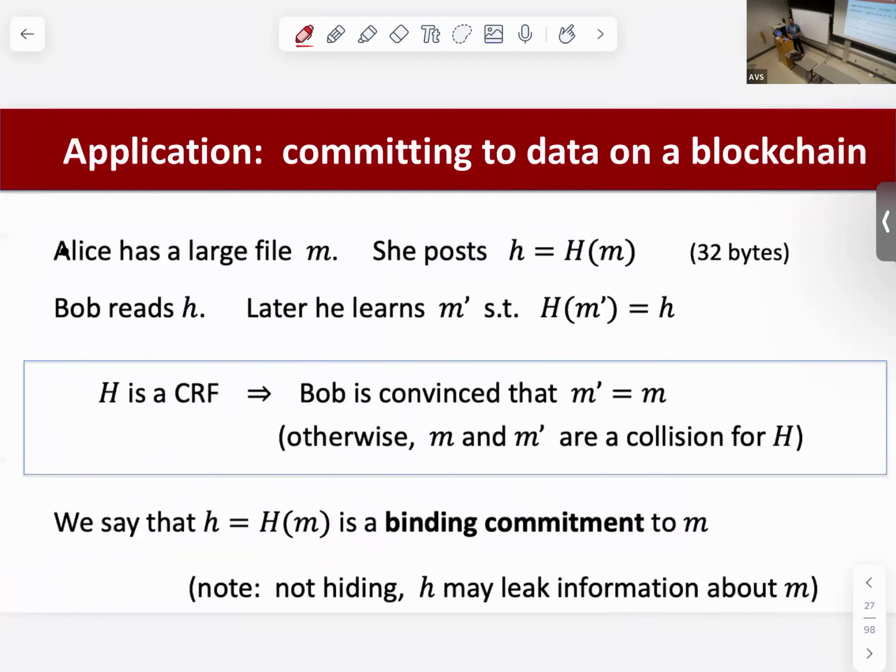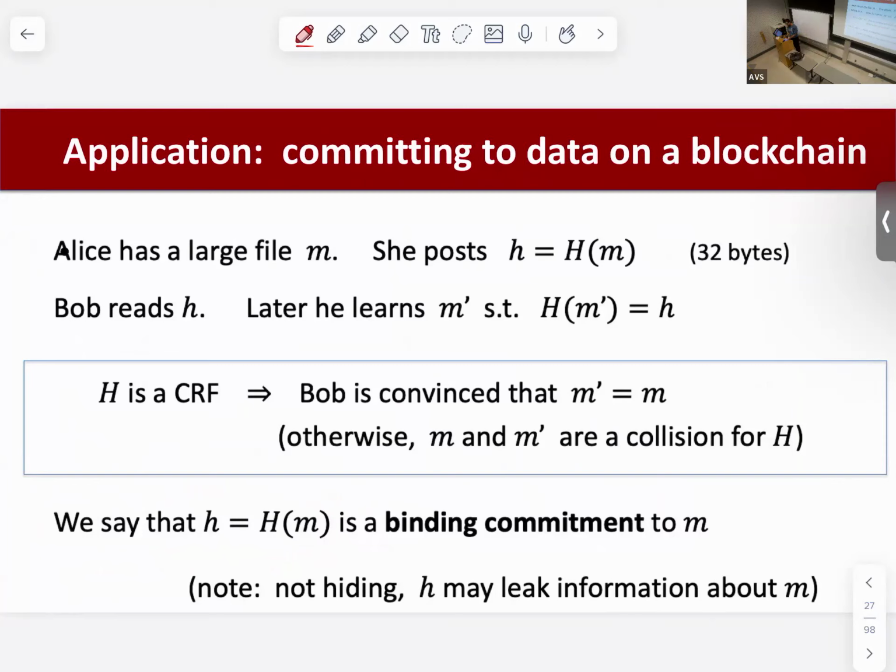So how do we use hash functions in the context of blockchain? The hash function is used for what we call committing. Essentially, when we are committing something to the blockchain, it means that we compute the hash and send the hash of that value to the blockchain.